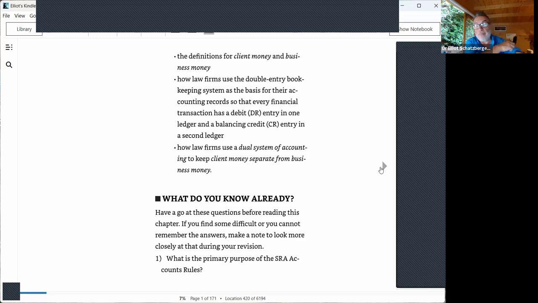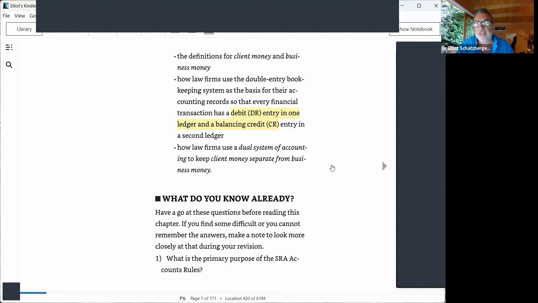But these books are fabulous because they link it directly to the exams. What is it you need to know? Client, business, double entry. And then it starts to tell you, and we'll look at this in a moment, that when you do double entry bookkeeping, there is a debit one side and a credit the other side. Don't worry about that right now. I'm going to explain what that means in a minute.